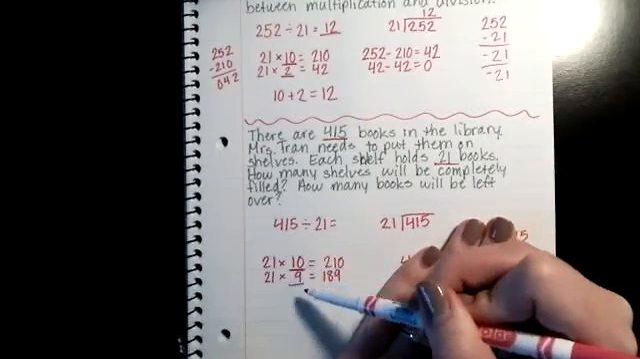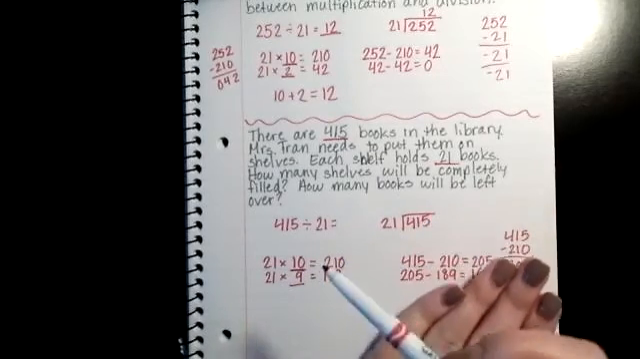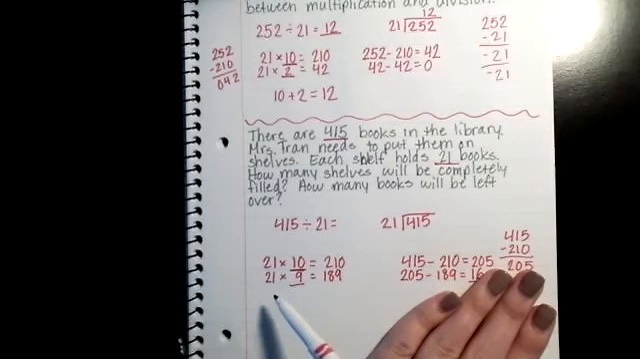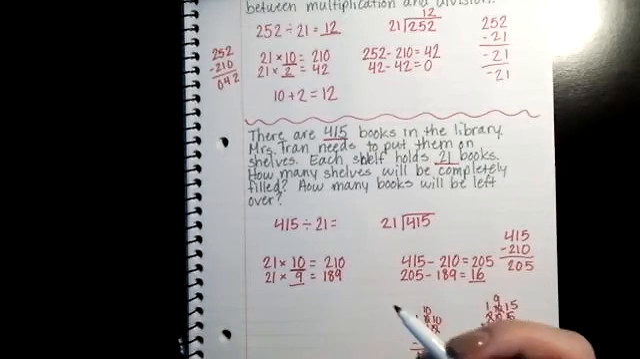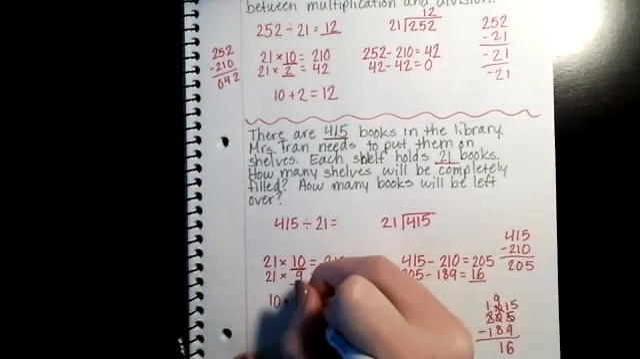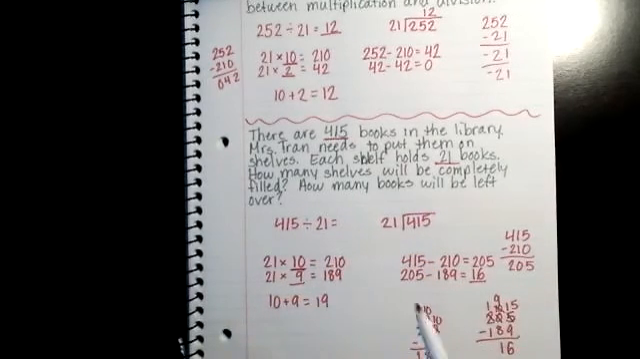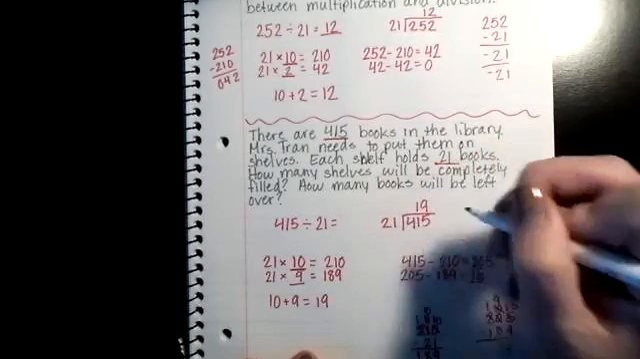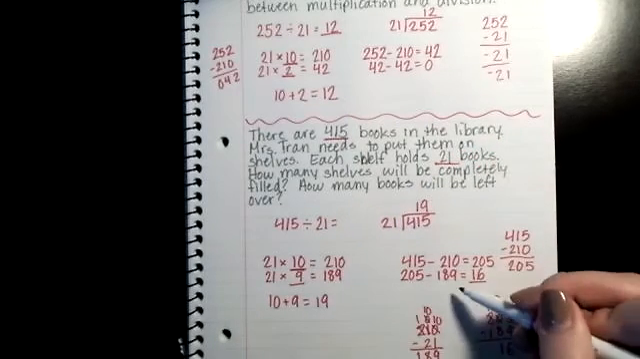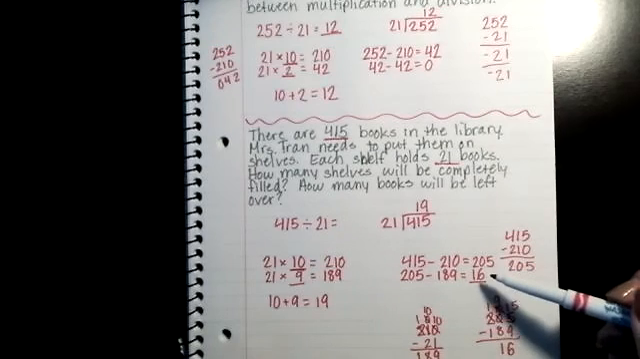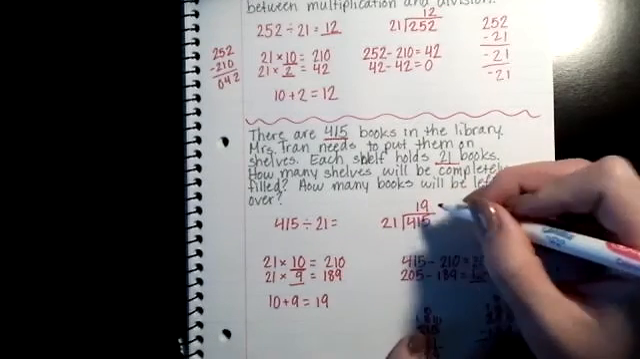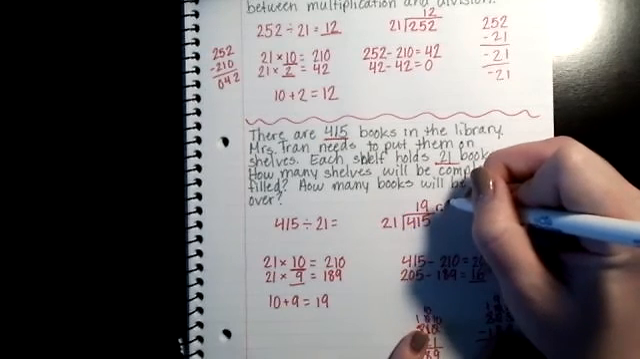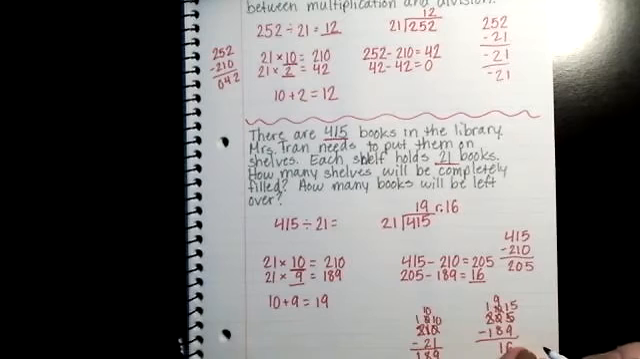I'm going to look at what I did to get into my number 415. I multiplied by 10 first, and then I multiplied by 9. So altogether, I multiplied by 10 plus 9, which is 19. I did 21 times 19, and I got very close to 415, but I have some left over here. So my answer is going to be 19 with a remainder of 16. Okay, 16 is the remainder.